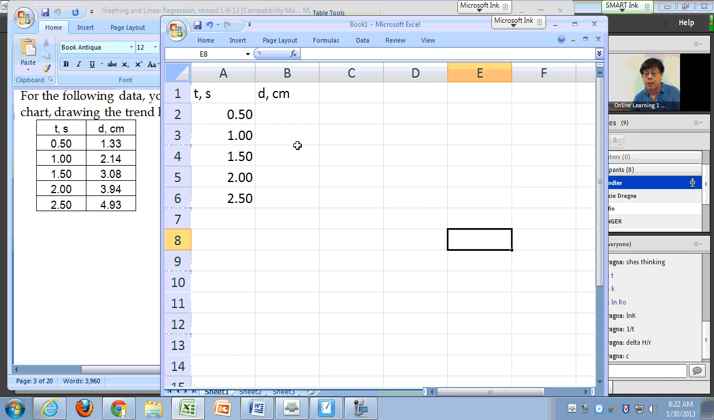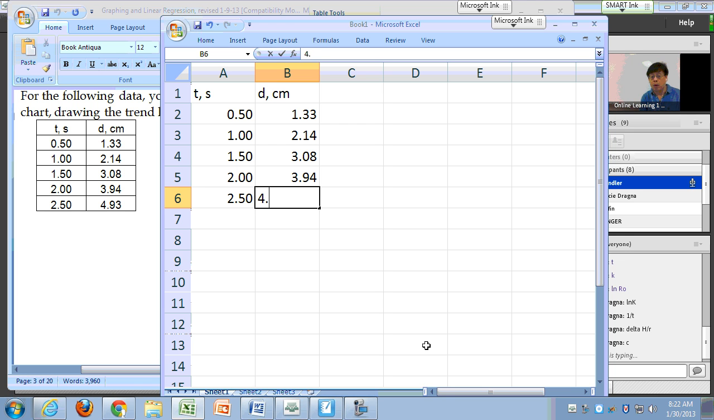All right. So now I'm going to enter my distances: 1.33, 2.14, 3.08, 3.94, 4.93.